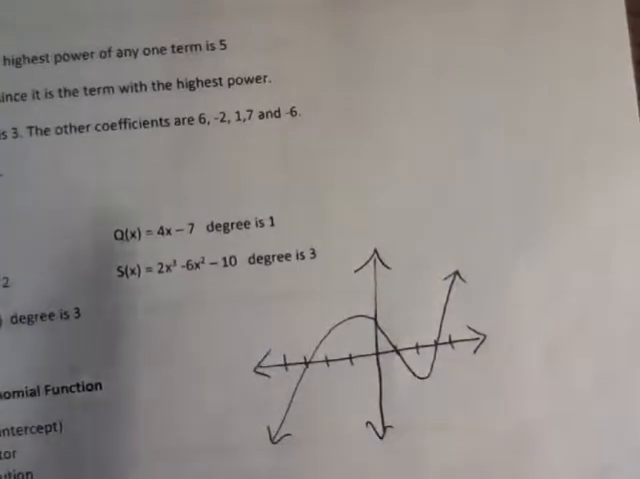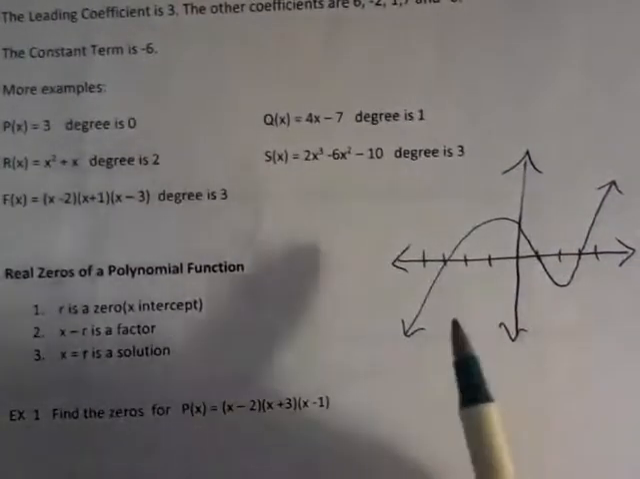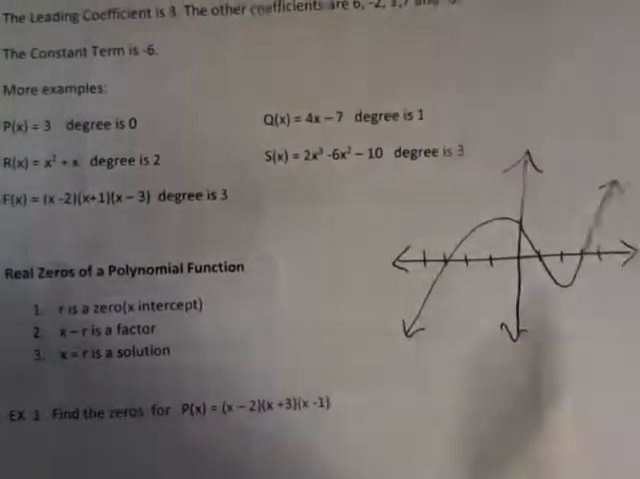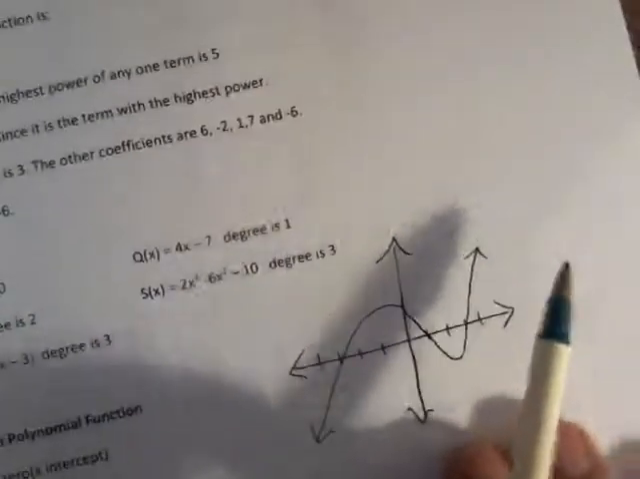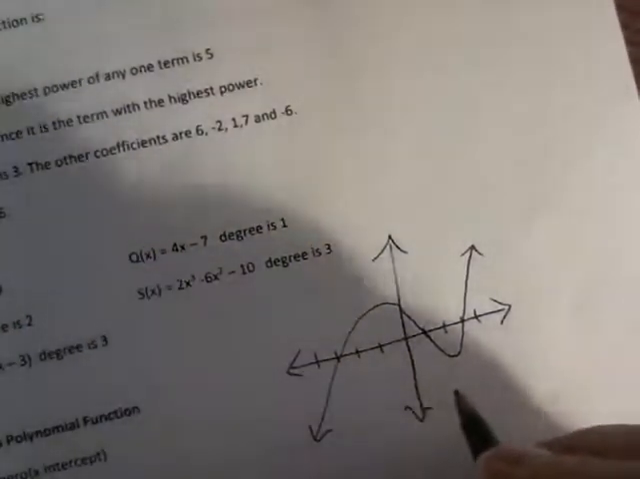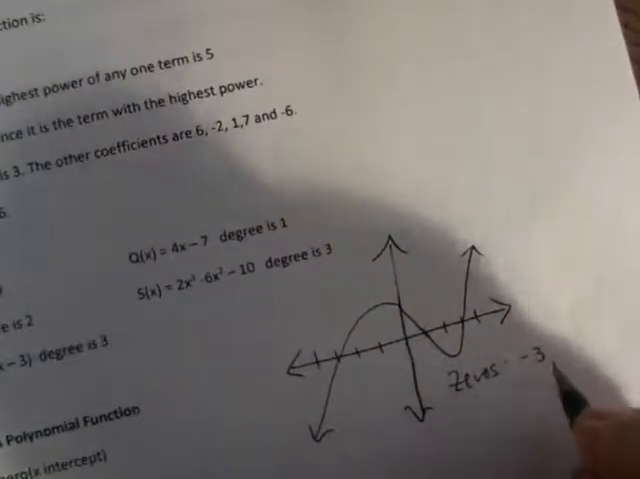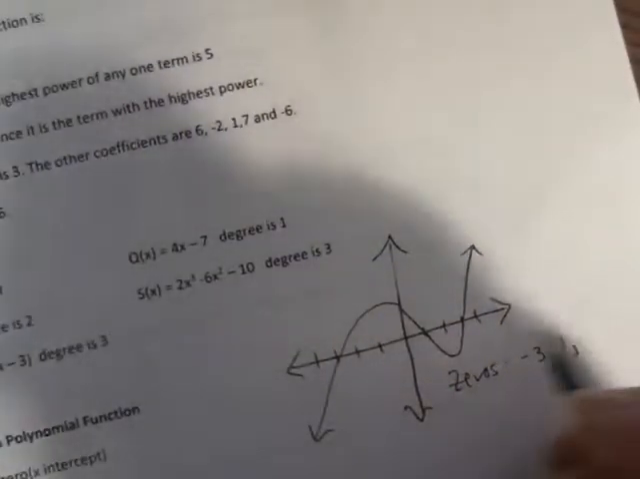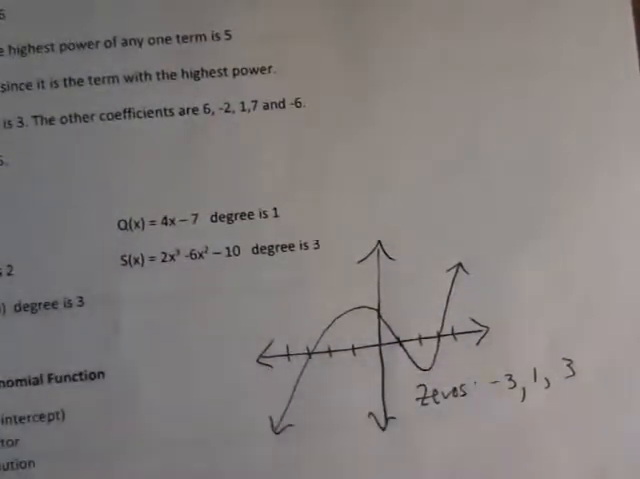One of the items we want to look at are what we call the real zeros of a polynomial function. In other words, our zeros are the x-intercepts. So for this polynomial right here, my zeros would be -3, 1, and +3. Those are the zeros. Those are my x-intercepts.